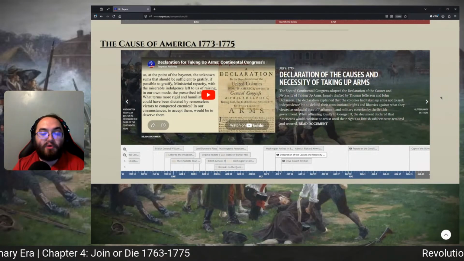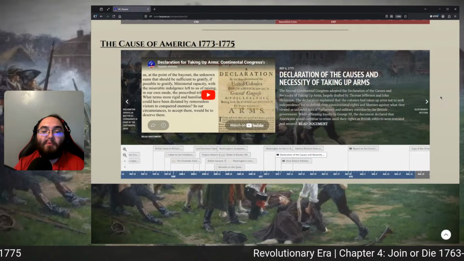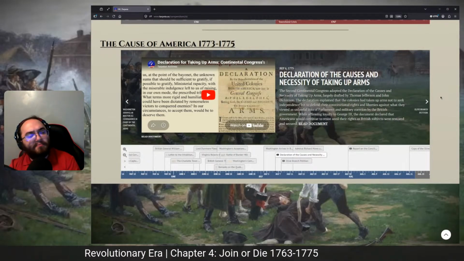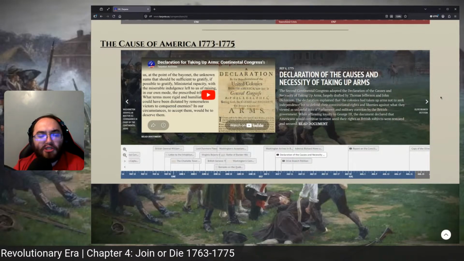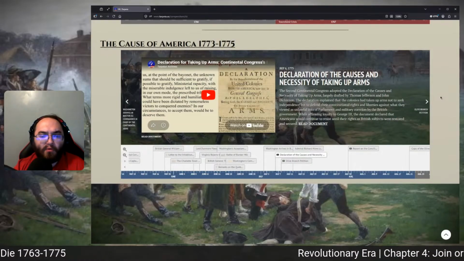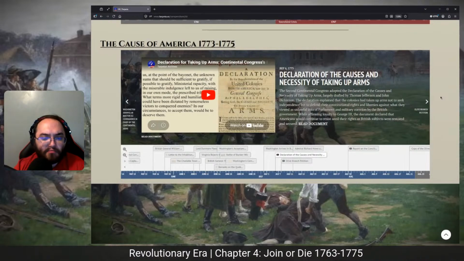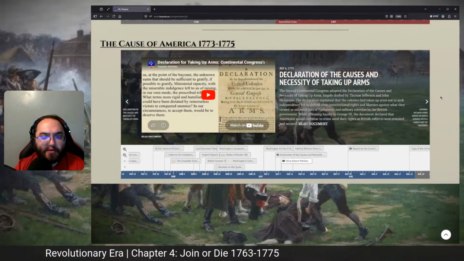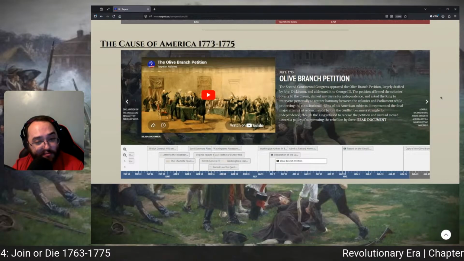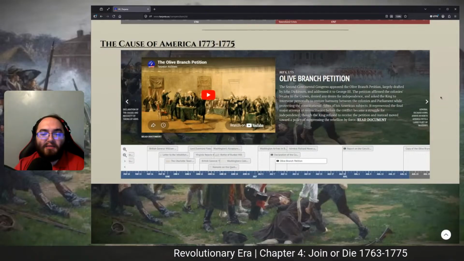The Second Continental Congress will pass a declaration of the causes and necessity of taking up arms. This is the Second Continental Congress's attempt at justifying what happened at Lexington and Concord, while also trying to reconcile with Parliament. In fact, the attempt at reconciliation by the colonists in response to Parliament's attempt at reconciliation is the Olive Branch Petition.